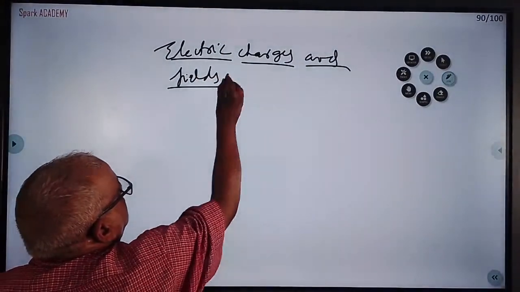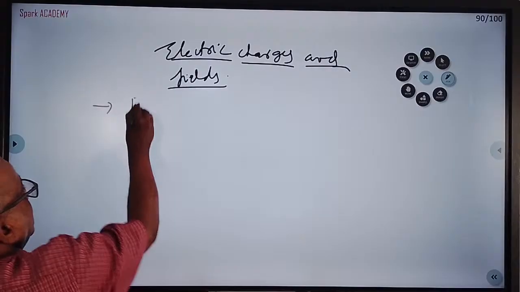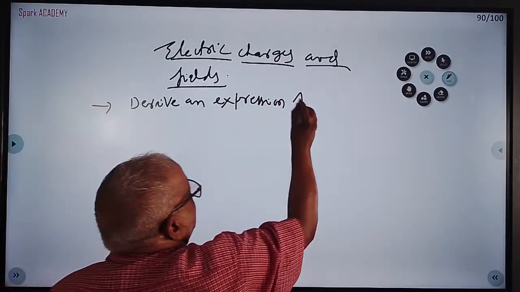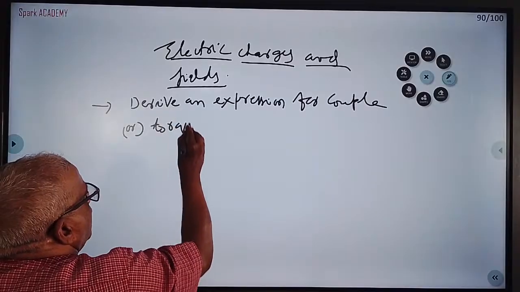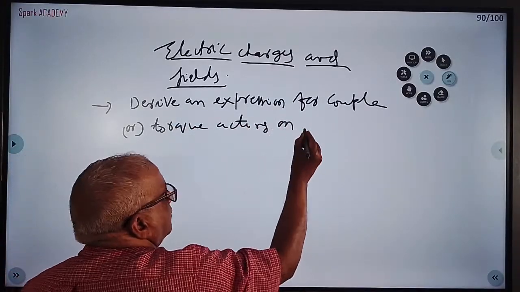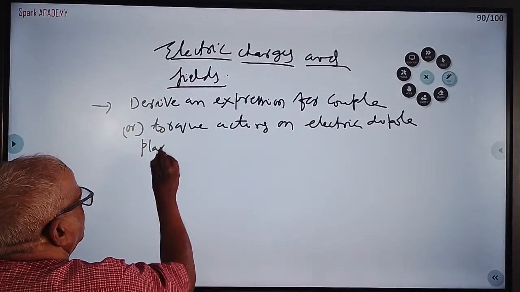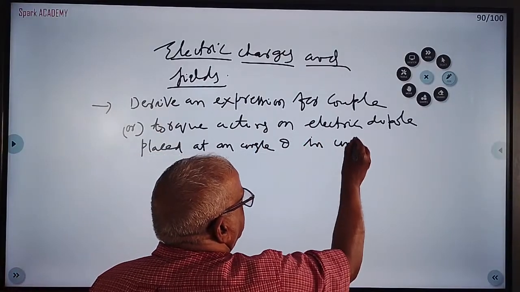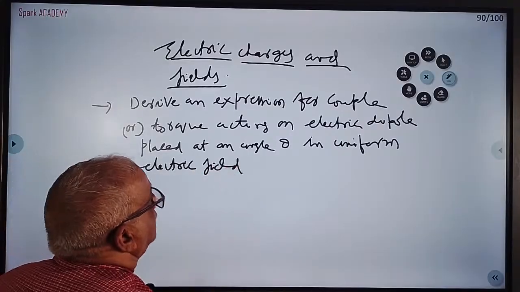Electric charges and fields. So in the next chapter, I am mainly explaining first: derive an expression for couple or torque acting on an electric dipole placed at an angle theta in a uniform electric field. This is asked a number of times.